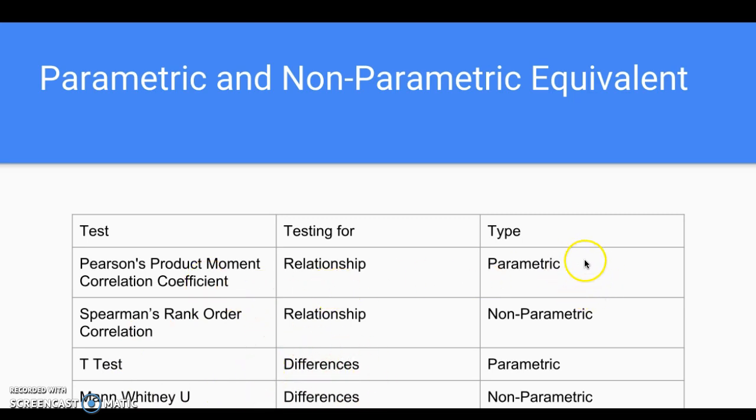However, the Pearson's test is a parametric test, and the Spearman's test is non-parametric, whilst the t-test is parametric and the Mann-Whitney U is non-parametric.